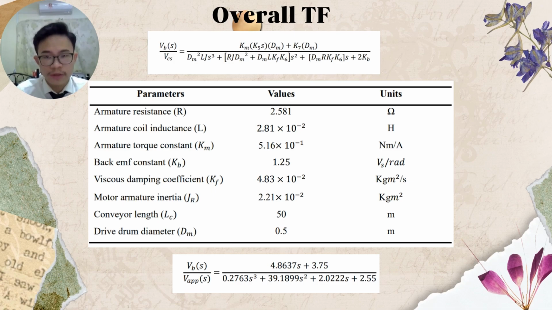After all the transfer functions are obtained, by applying Laplace transform to the equations, the overall transfer function for the motor conveyor belt system is obtained, which is shown at the top part of this slide. The middle of the table shows the parameters of the motor conveyor belt system. By substituting in all the values of the parameters, the equation for the transfer function is obtained, as shown at the bottom of this slide.